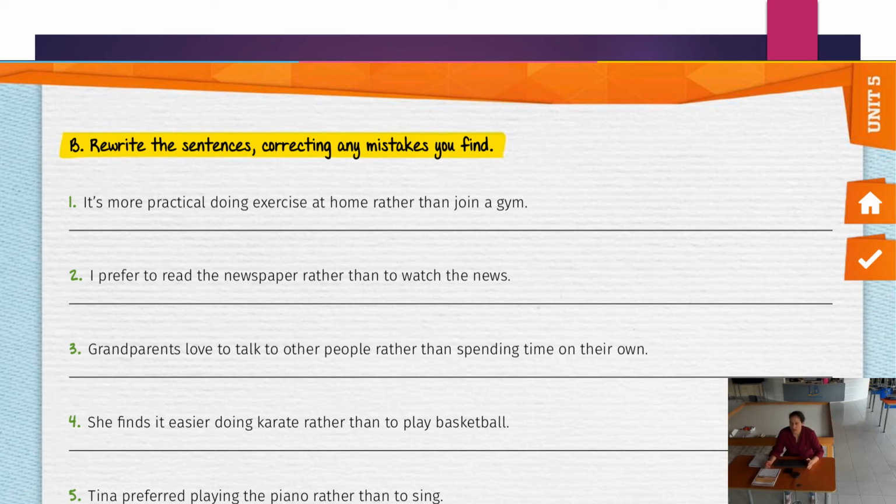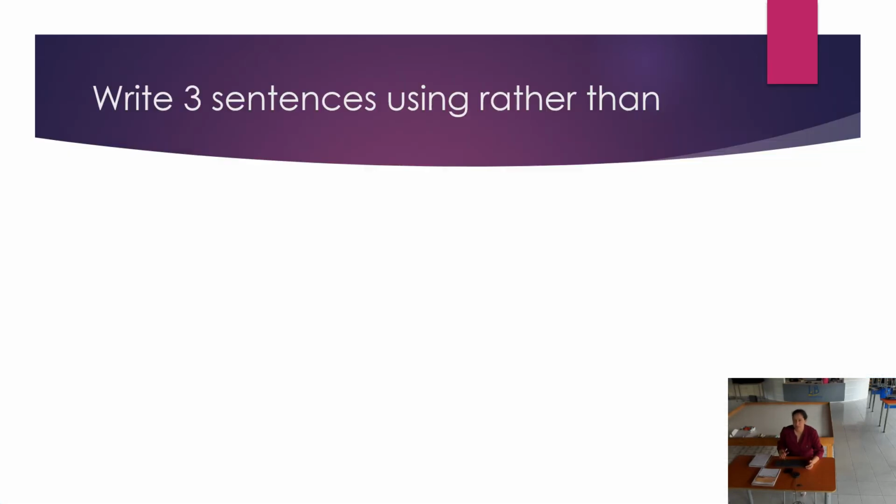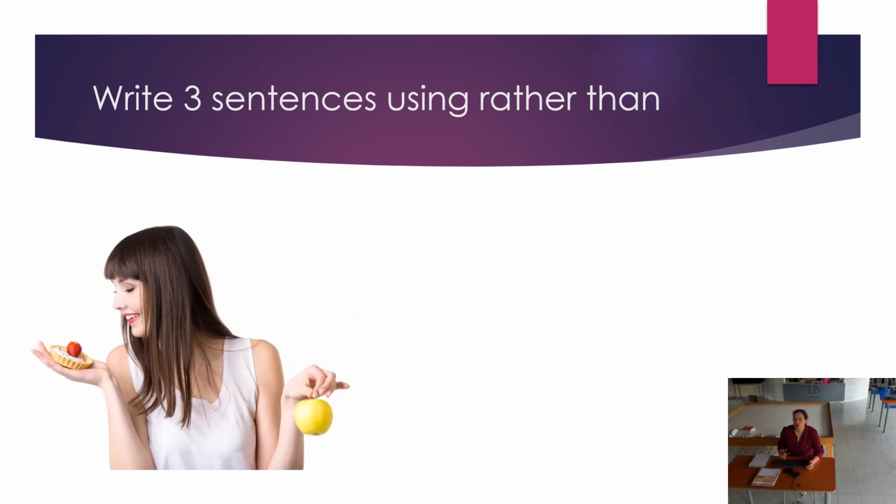So look for the examples. Remember, infinitive with infinitive, gerund with gerund. Once we finish with this, right, I want you to write 3 sentences about what you'd rather be doing. Like, look at my picture. For me, eating pastries is better than fruits.